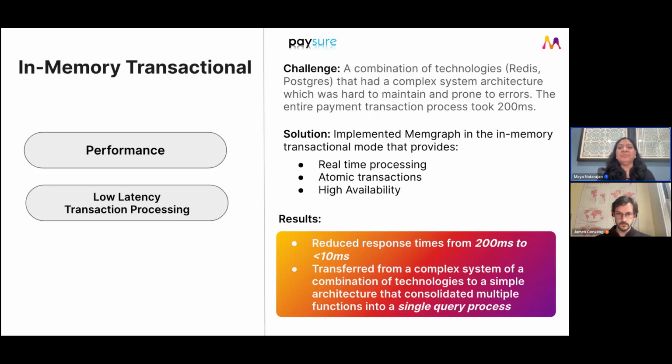These requests involve receiving over 100 fields of data from payment networks. This data is processed within very tight deadlines and then used to decide whether a transaction should be approved or declined. By using Memgraph in this mode, PaySure has reduced authorization response times from 200 milliseconds to less than 10 milliseconds. So that's a 95% decrease in response time.